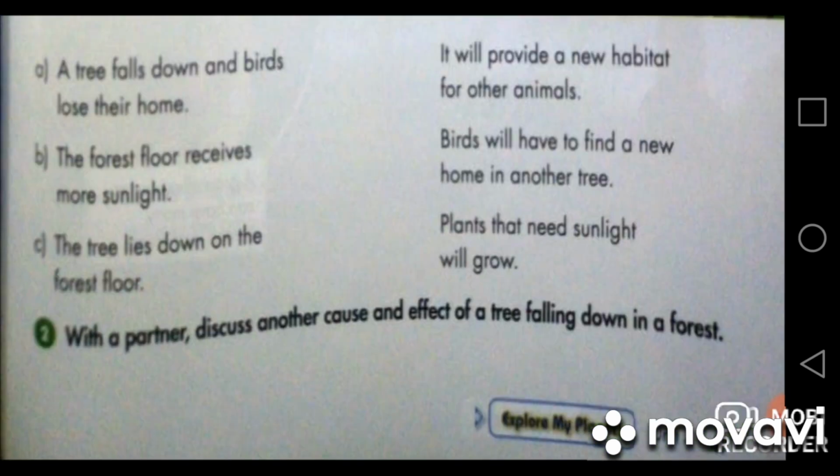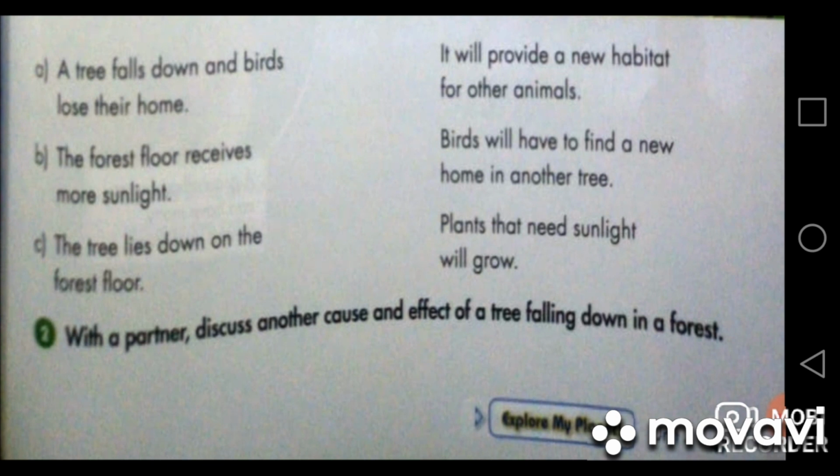Now it's time to solve question number 1. You can see there are 2 columns and you have to match different causes with their effects. Every cause has some type of effect. It can be positive or it can be negative. You have to match the given causes with the effects. A tree falls down and the birds lose their home. This is a cause, and its effect is that the birds will have to find a new home in another tree. So you will match A with the second option.